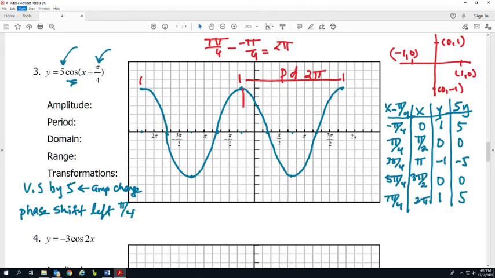Also notice that this represents my amplitude, which is 5. So over here, in answering these questions, my amplitude is 5, my period is 2 pi, my domain is all real numbers, and my range goes from negative 5 to 5. All right, let's go back to number 2 since I accidentally skipped that.